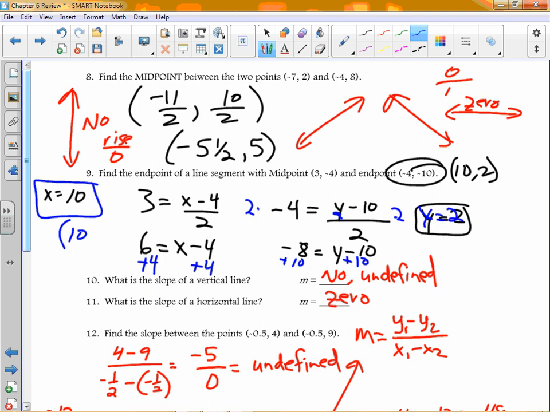So I now know the point (10, 2) is one of my endpoints. If (10, 2) is one of my endpoints, when I take my two endpoints and add them together, when I take negative 4 plus 10, what's negative 4 plus 10? 6. What's 6 divided by 2? Guys, that's not an accident that this 3 is a 3.